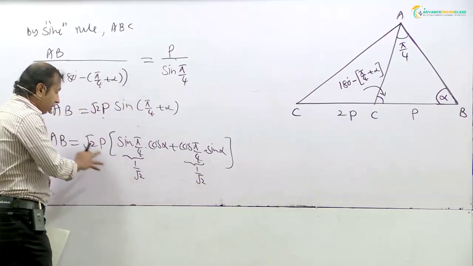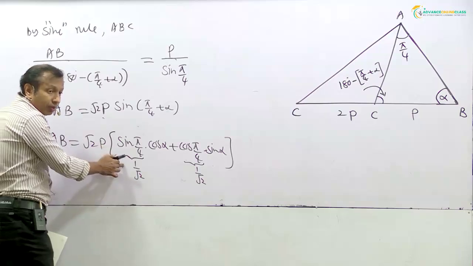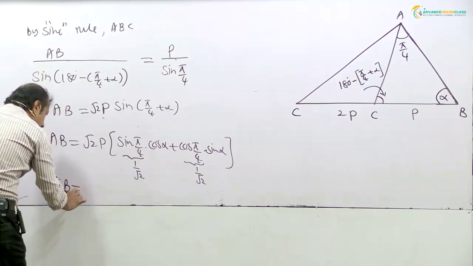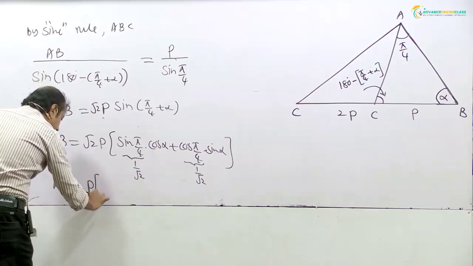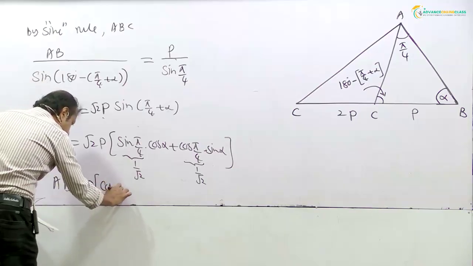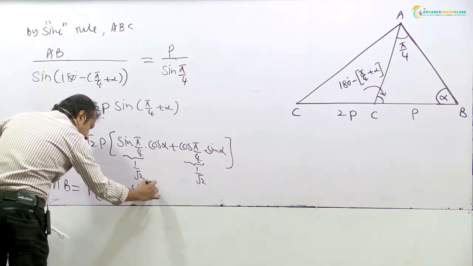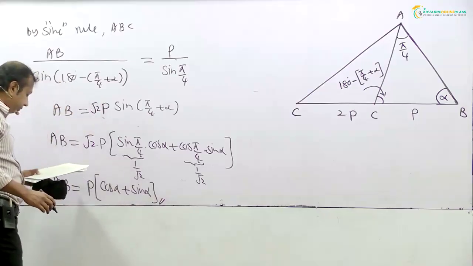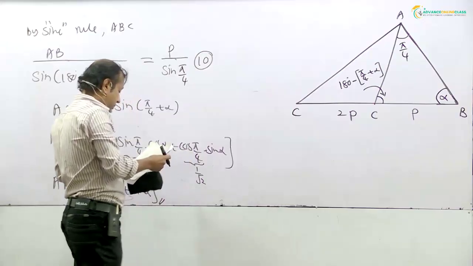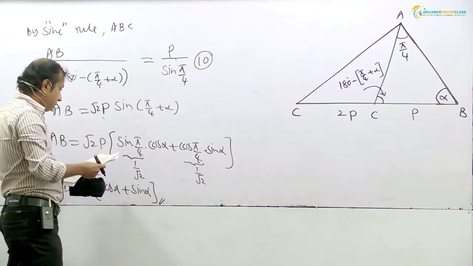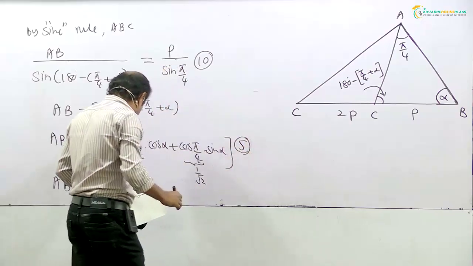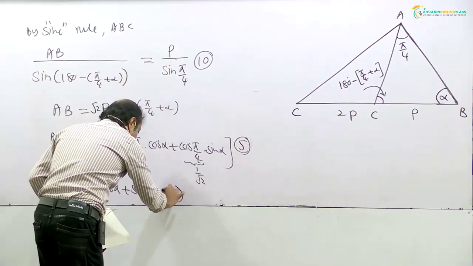Okay. Once I multiply by this root 2, what happens? This root 2 will cancel, no? Then we get what? AB equals P, cos alpha plus, with a bracket, sine alpha, right? This way we get it. Applying sine rule, 10 marks. Simplifying up to here, 5 marks. Taking the last answer, 5 marks.